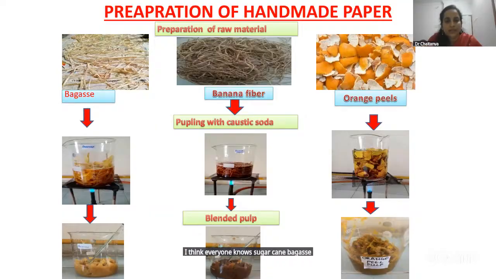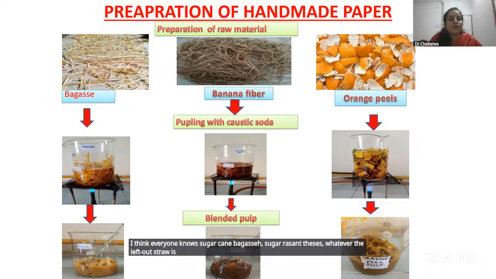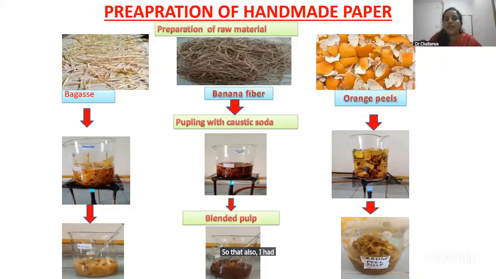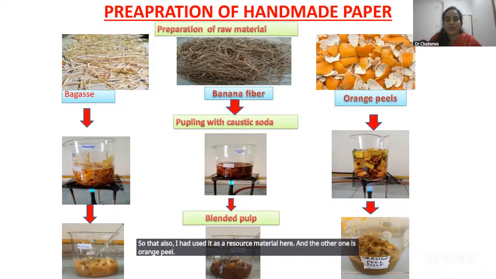Whatever the left out straw is left after the sugar juice is taken out, that is called sugarcane bagasse, which you can see on the left side. And after eating the banana, there is the banana peel, right? If you dry it, you will get the fiber. So that also I had used as a resource material here. And the other one is orange peel. Okay, all three are waste only. So from this I had prepared the nanoparticles.